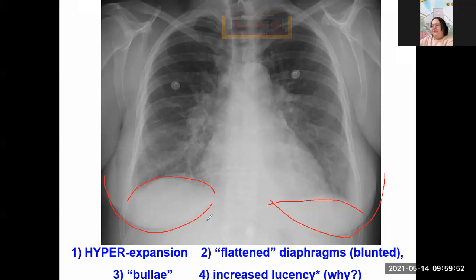And you have increased lucency, and you may have the presence of bullae. And then you may have increased intercostal space. So you can see something here.